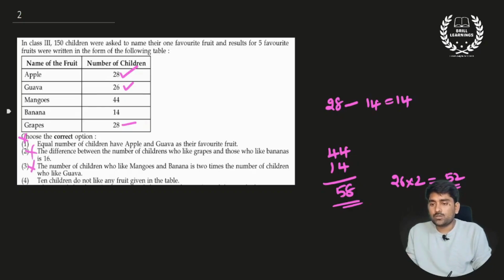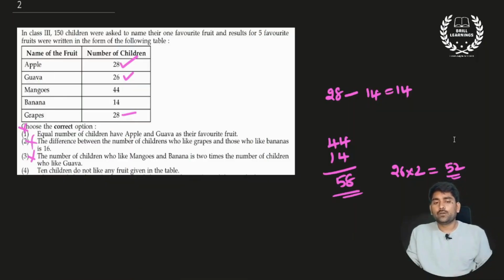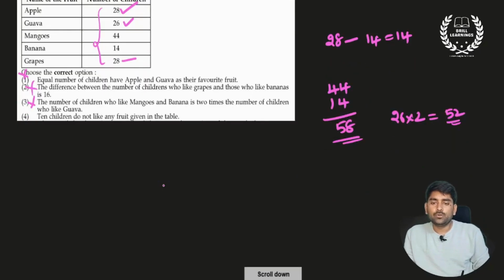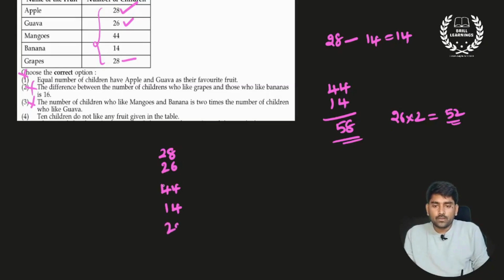So the last one is our answer. However, we'll check that option also. In order to find the answer for this fourth option, first we need to add all these values in the given table. So add up those values. First 28, 26, 44, 14 and 28. So add all these values. 8, 6, 14, 14, 4, 18, 22 and 30. 30. 5, 6, 10, 14.